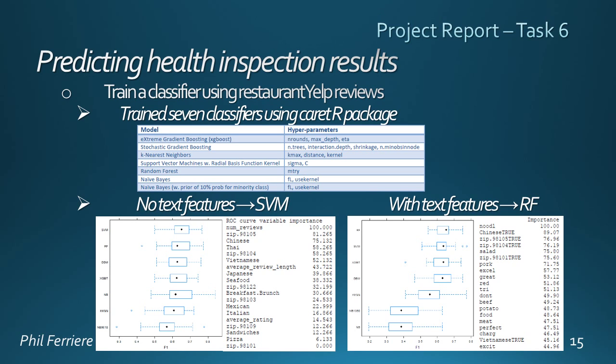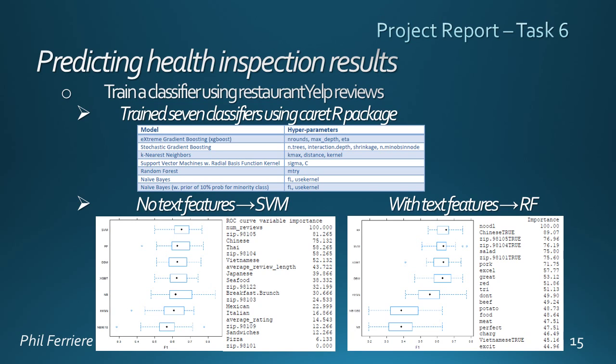To understand why, we can look at variable importance. According to the variable importance table on the left, the one for the SVM classifier, restaurants that failed the health inspection tests are characterized by a high number of reviews and the type of cuisine they serve, mainly Asian cuisine. They are also concentrated in 3 specific zip codes.